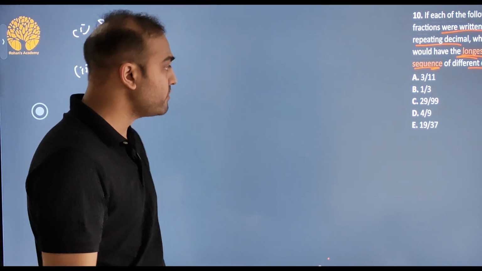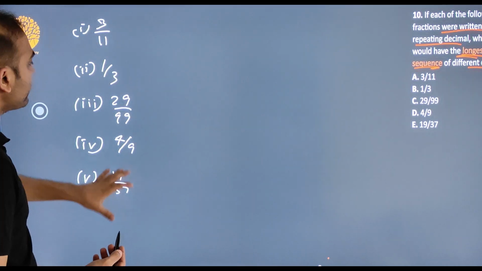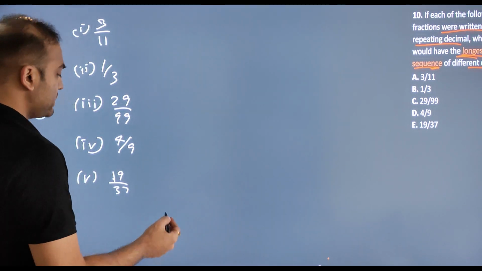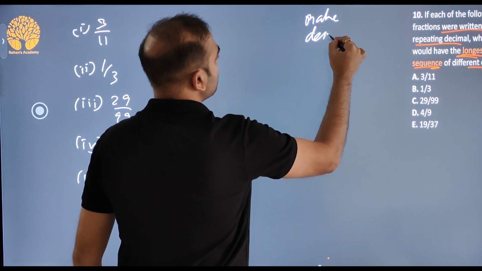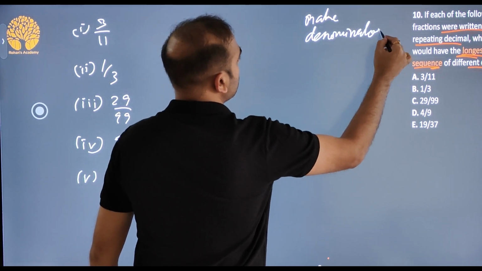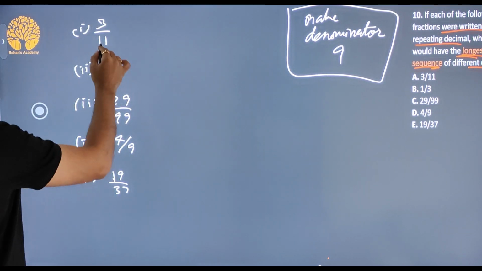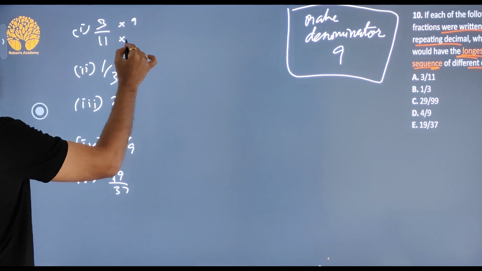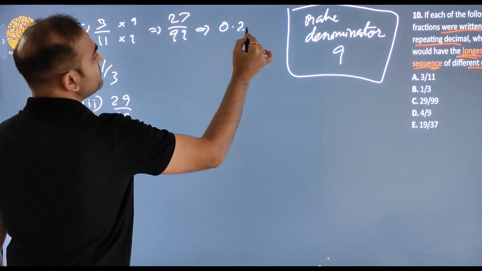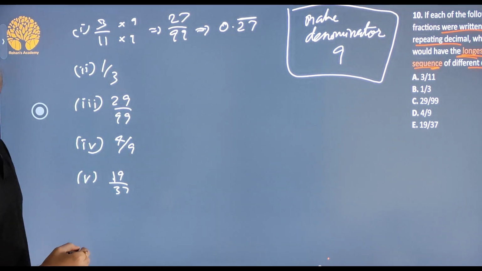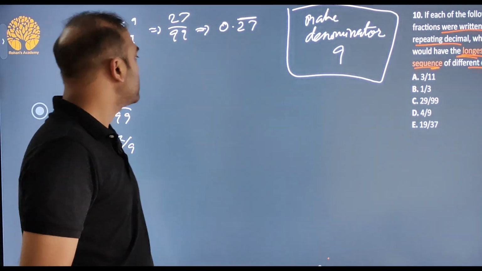Or what we have learned previously, if I want to know the recurring decimals, let me make the denominators 9. Let's try to make denominators 9. So in order to make this 9, multiply by 9, 27 by 99, I know this is 0.27 bar. So the sequence here is 2.